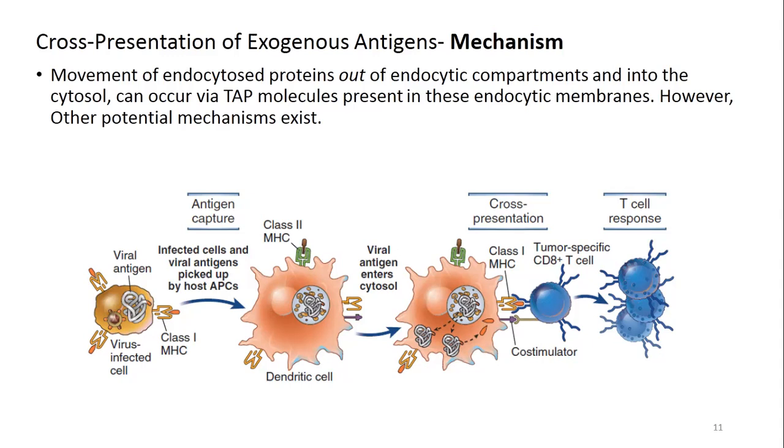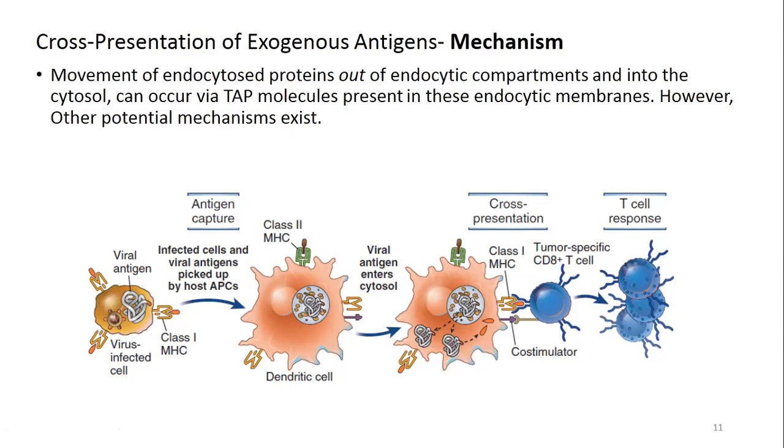So it is now proposed that retrotranslocation, or movement of endocytosed protein out of the endocytic compartment and into the cytosol, occurs via the TAP protein we talked about previously. However, there is also some TAP-independent process. So there could be multiple processes, but the export of the antigen from the endocytic compartment to the cytosol by TAP could be the most prominent pathway.